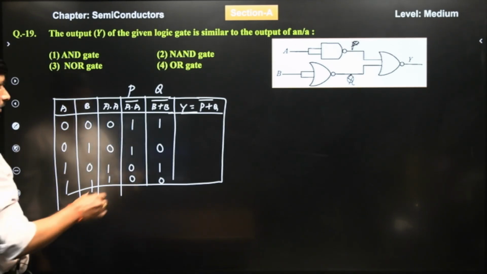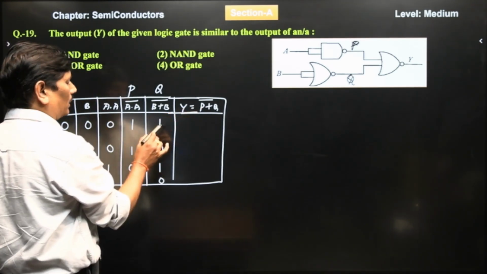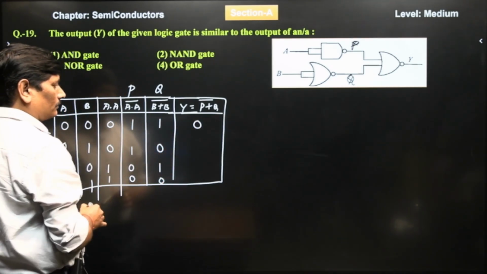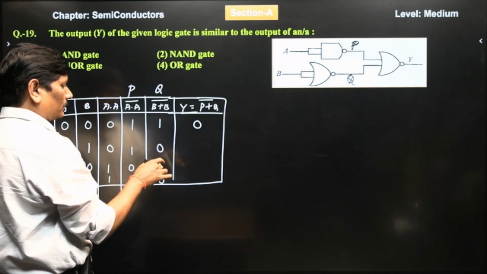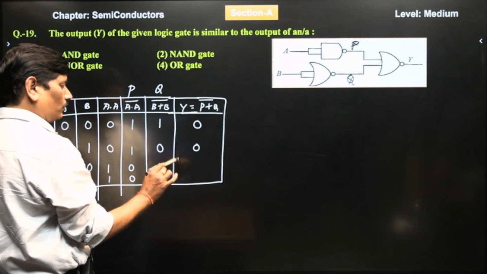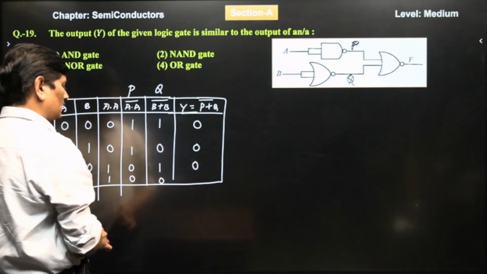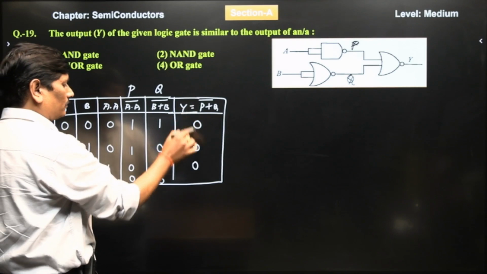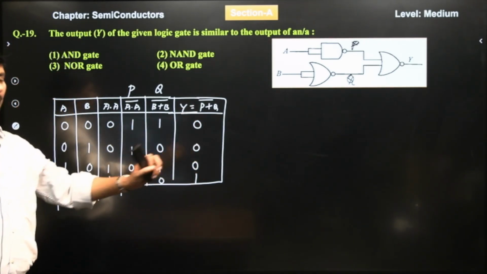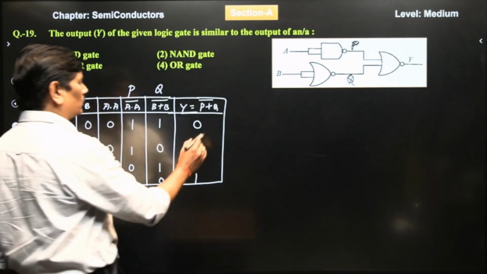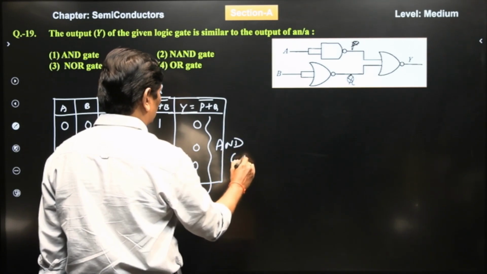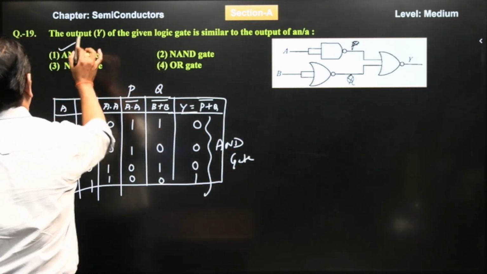Now see, finally, 1 or 1, you will get 1, inversion 0. 1 or 0, you will get 1, inversion 0. 0 or 1, you will get 1, inversion 0. 0 or 0, you will get 0, inversion is 1. So, you are getting the final output as 0, 0, 0, 1. This is the output form of AND gate. That is it.